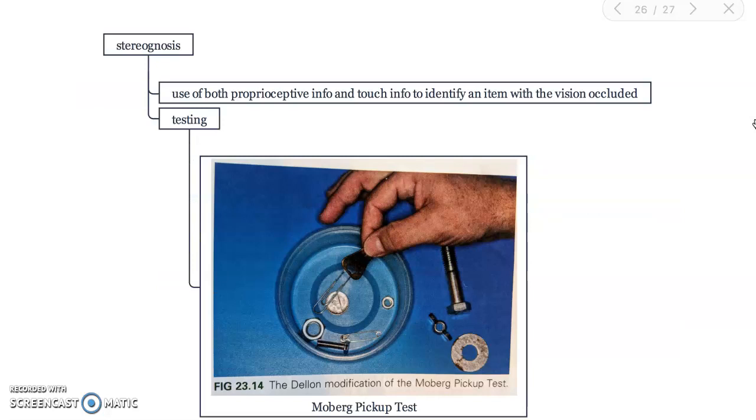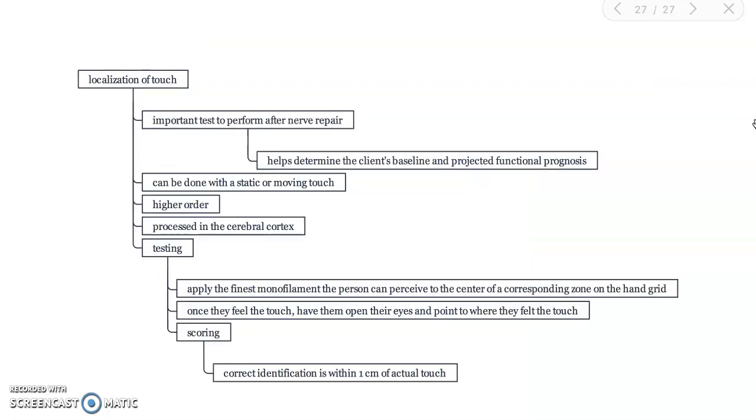Stereognosis, that's something you could use the Moberg pickup test for. And lastly, localization of touch. That's important to perform after a nerve repair because it helps determine the client's baseline and projected functional prognosis. That's the test where you'll touch them with the finest monofilament that they can feel and have them look away, and then have them look back and point to where you have touched them.